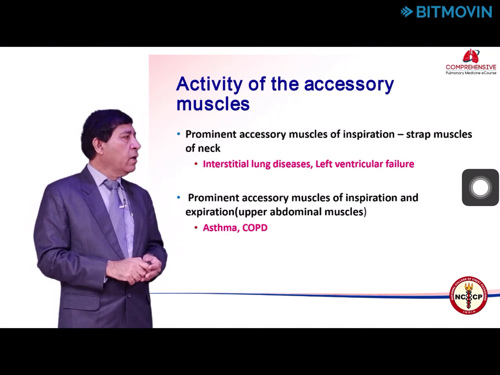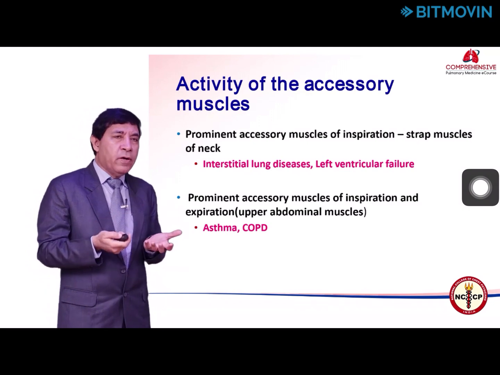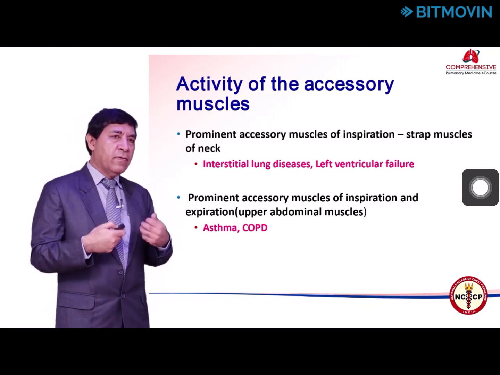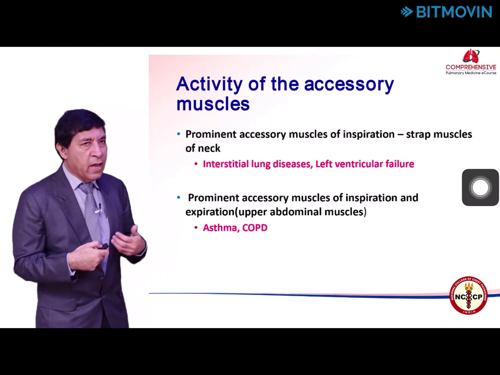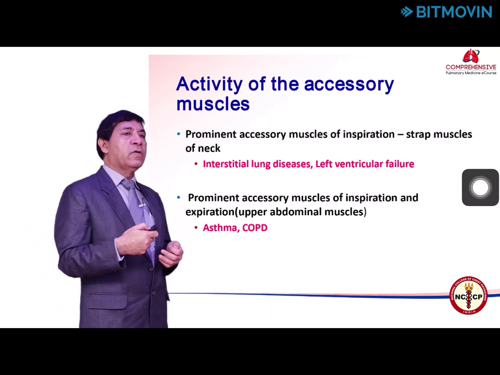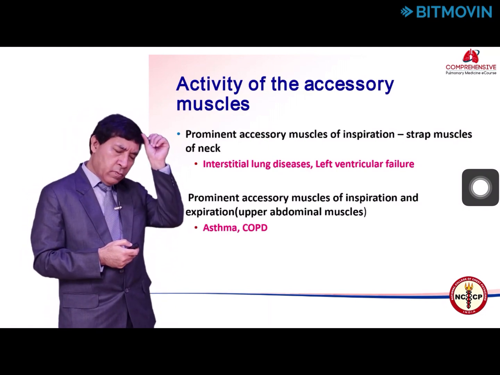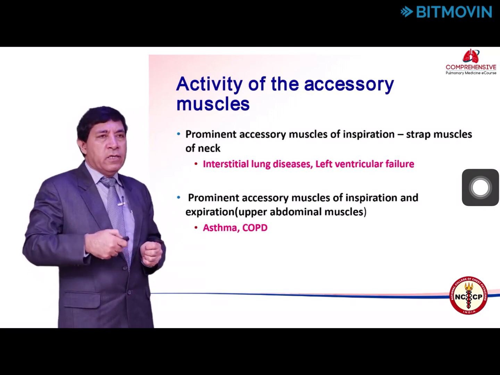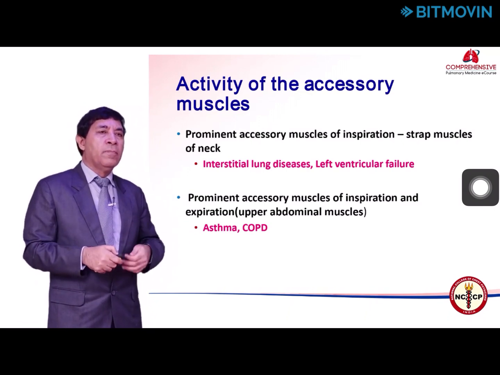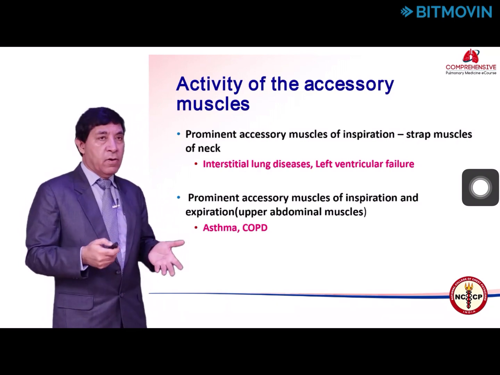On the other hand, if a patient has prominence of both the accessory muscles of inspiration as well as the accessory muscles of expiration, which are the anterior abdominal muscles, then it is most likely due to obstructive airway disease. Now you may ask, what is the reason why the muscles of inspiration are prominent in patients with obstructive airway disease such as asthma or COPD?